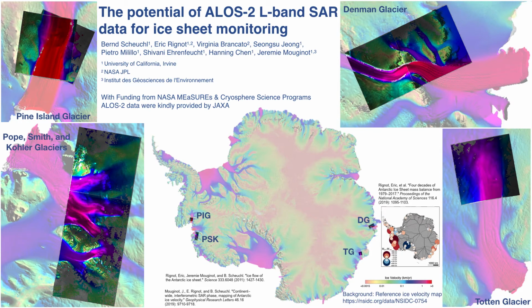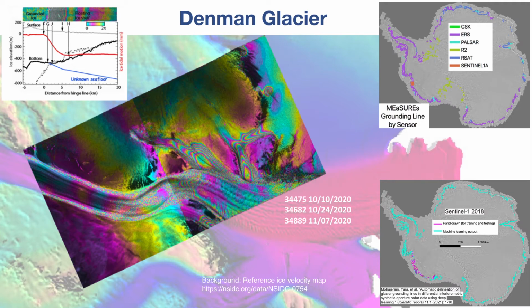But knowing that the data would work very well for ice velocity measurements, and the ALOS-2 velocity maps shown here are no exception, we focused on our other measurement, and that is grounding line, and therefore selected the target sites at the ice-ocean boundary. The grounding line is the boundary where ice detaches from the bed and starts to float in the ocean.